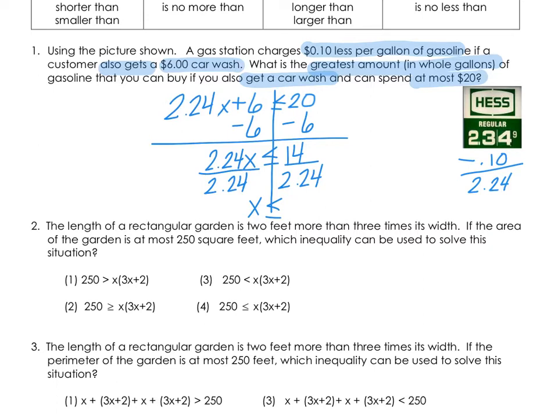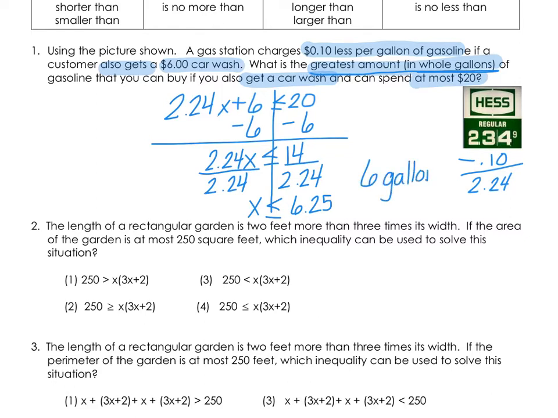And when I do this division, I end up with a decimal, but I'm actually going to leave that decimal 6.25 as my answer here. But it's not my answer to the question. They said, what is the greatest amount of whole gallons that we can buy? That was the question we had to look for. So the greatest amount in whole gallons is 6 because I don't have enough to buy the 7th gallon.